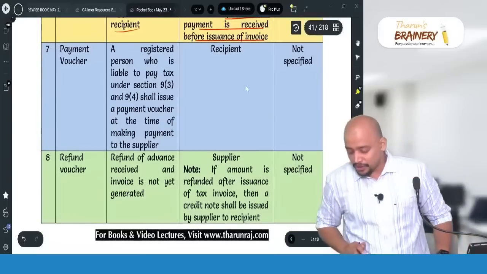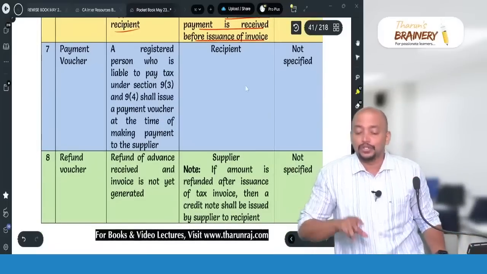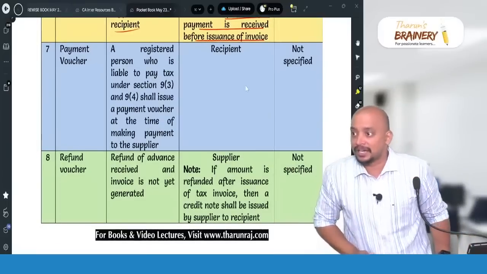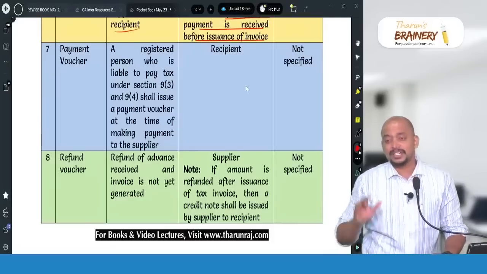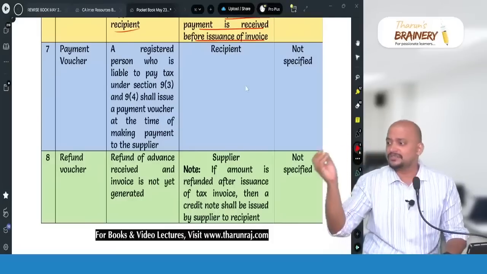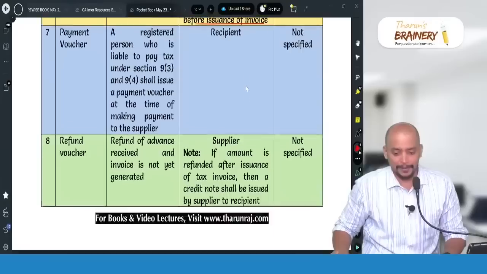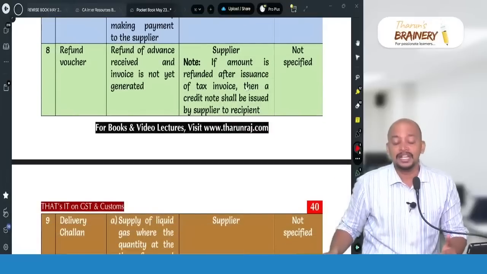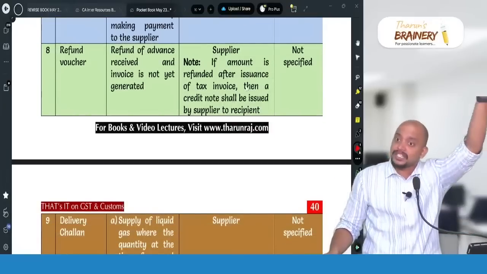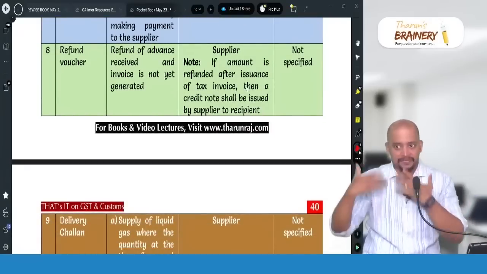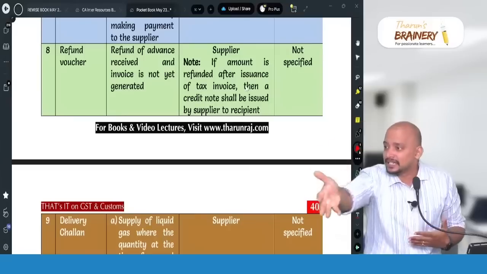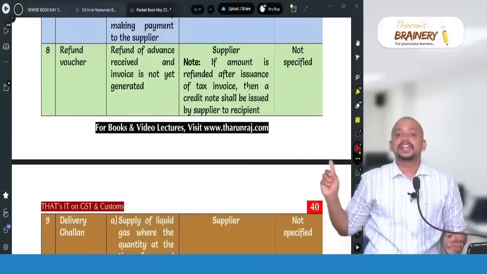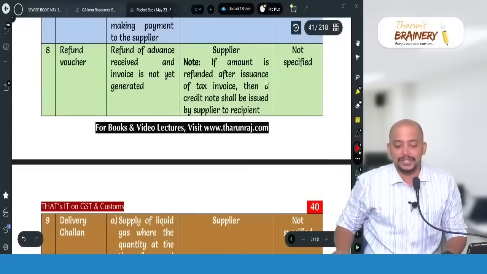Then payment voucher. Who will be giving it to whom? The recipient will be giving it to the supplier in case of RCM. Whenever, in case of RCM, the recipient is making payment to the supplier, the recipient will be giving a payment voucher to the supplier. Then refund voucher. A refund voucher is connected to a receipt voucher. That is, first I received an advance and the supply is not yet made. The advance needs to be returned. For returning that advance, a refund voucher is to be given by the supplier to the recipient.